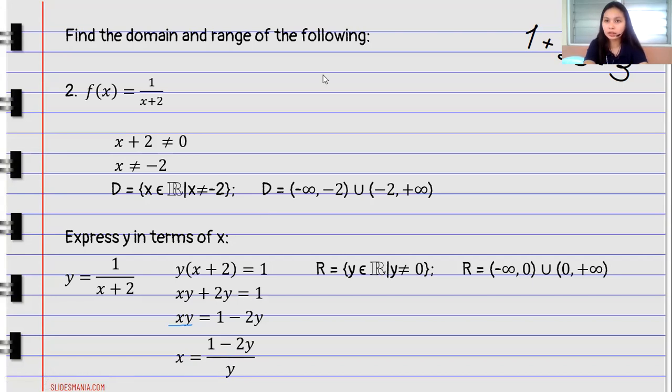So, in terms of finding the range, we're just going to look at the new equation na na-derive po natin. Okay? So, dito na po tayo titingin ulit. Okay po? So, ano kaya yung dapat naming iwasan to make our denominator 0? So, syempre 0 siya kasi y lang naman yung denominator natin. Okay po?